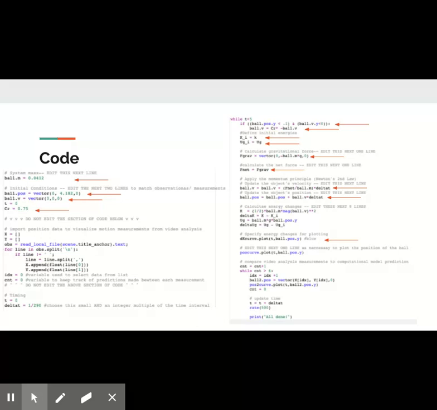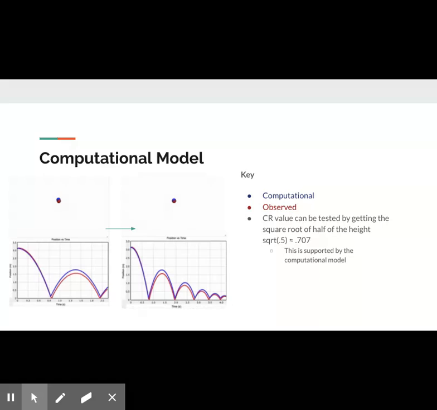And so I coded it so that we could put in a CSV file of the data extracted from Tracker, and we'll compare that data with the computational model, which we will see in this slide. The blue ball is the computational model, and the red ball is the observed data extracted from Tracker. We imported the file and then let the code run. And you can see that as the balls bounce, they achieve a height that we can then analyze to calculate CR.